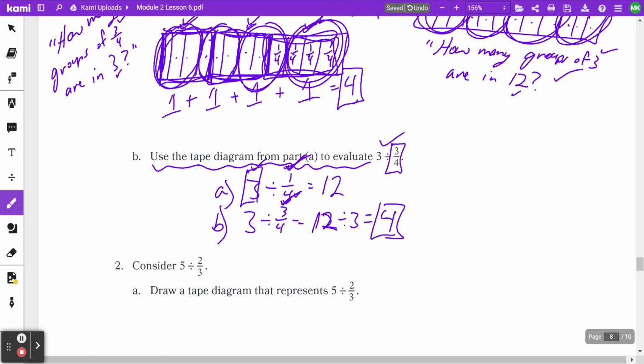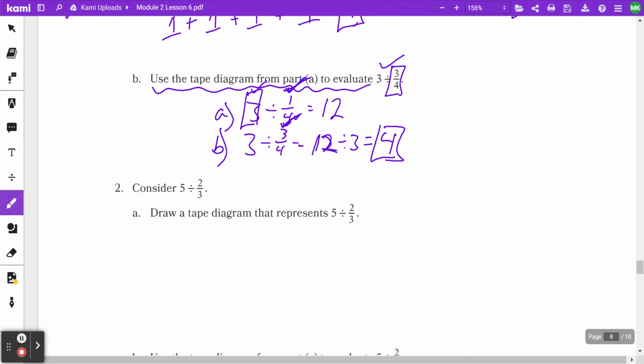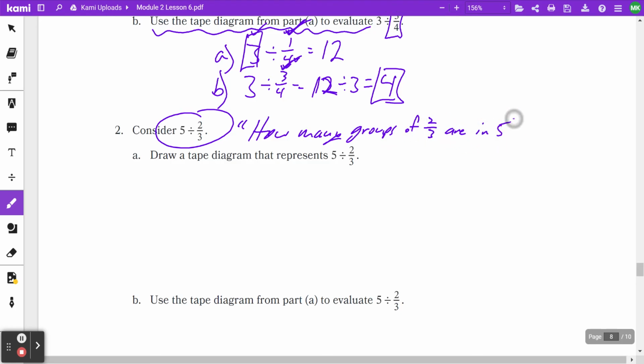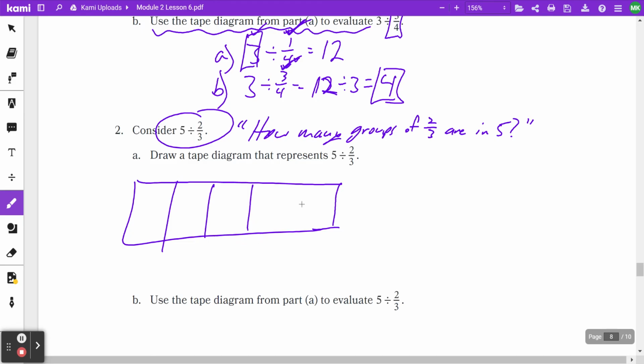Okay, so let's do that again. I don't know if I explained that all that well, or perhaps I explained it well, but you're still just not getting it. So let's do another one here. Let's take this one. If I take 5, I'm going to start with my statement. It's a little confusing, but once you get the hang of it, and the diagram helps a lot. So how many groups of 2/3 are in 5? I'm going to start with the 5. So here's my little diagram. 1, 2, 3, make 4 lines and you get 5 groups. 1, 2, 3, 4. They're my 5 groups.